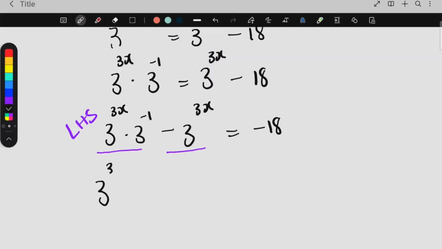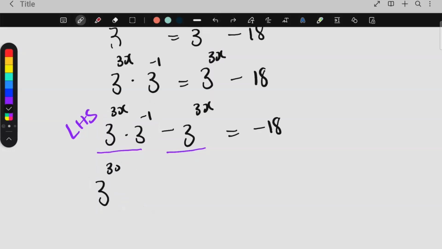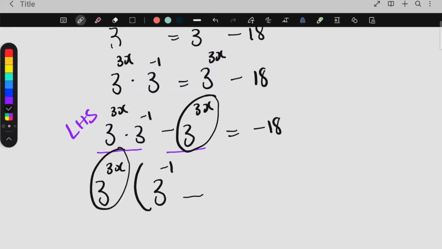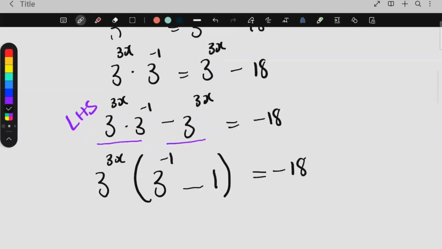So it's 3 to the 3x. Open bracket. So what is this over this? So this and this will cancel. So I'm left with 3 to the minus 1. There's a minus, so there's a minus. Then what is this over this? It's the same thing, so the answer is 1, and this is equal to negative 18.